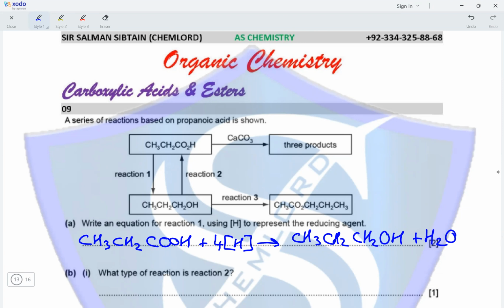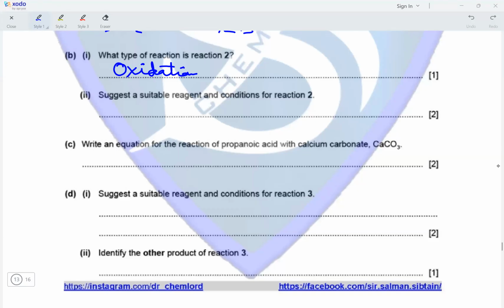What type of reaction is reaction 2? Reaction 2 is conversion from a primary alcohol to a carboxylic acid, so it is oxidation. Suggest a suitable reagent and conditions for reaction 2. So oxidation of an alcohol into a carboxylic acid would require acidified K2Cr2O7 plus heat under reflux to be carried out.